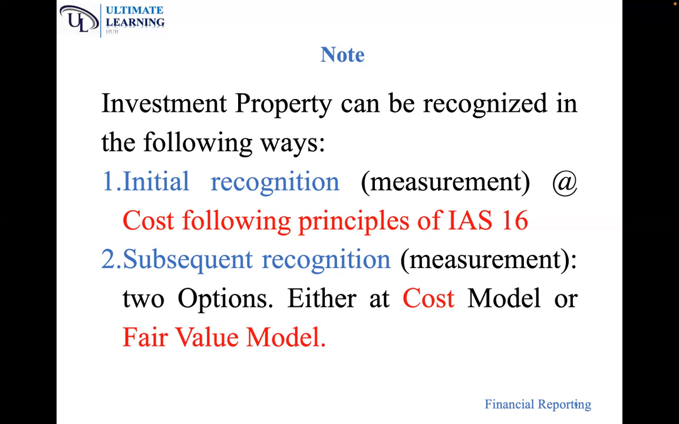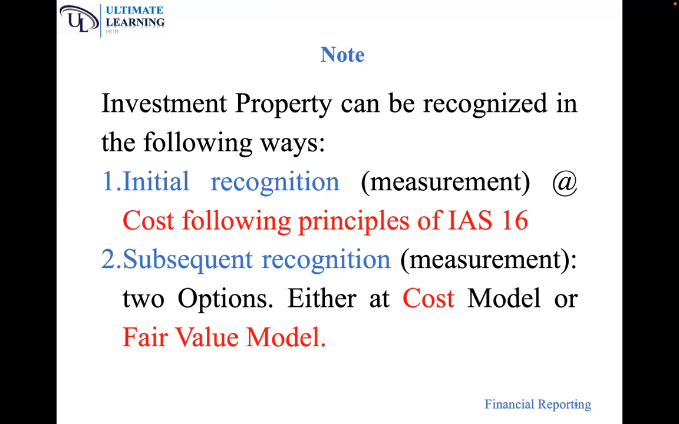So the principles remain the same. Now, under subsequent recognition, that means recognition for the second time. You have initially recognized the property, and now maybe 1 year has elapsed. Now you want to subsequently recognize. The standard tells us we can use two methods, either what we call cost model or fair value model. Remember, in IAS 16, it's also the same. We can use cost model or revaluation model, which in this case, it's called fair value model.